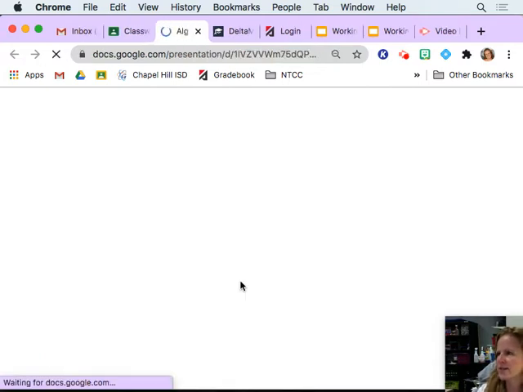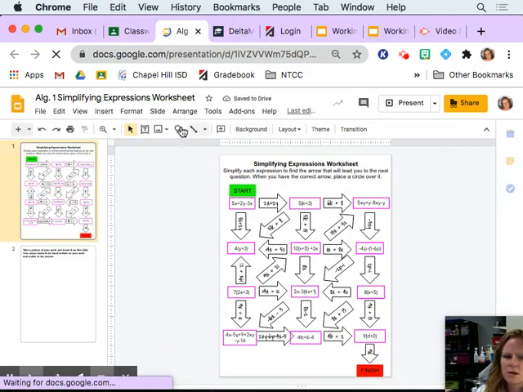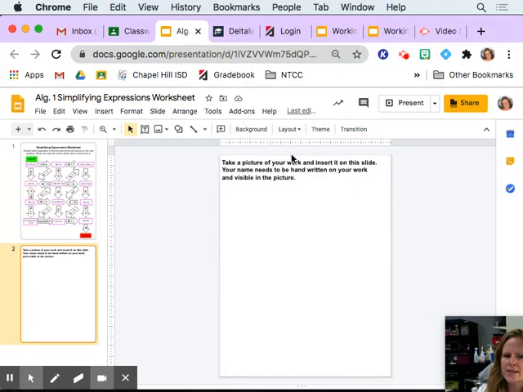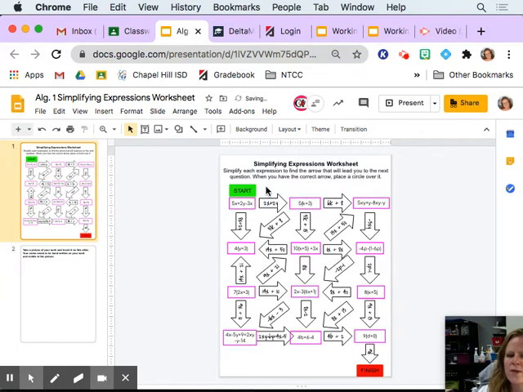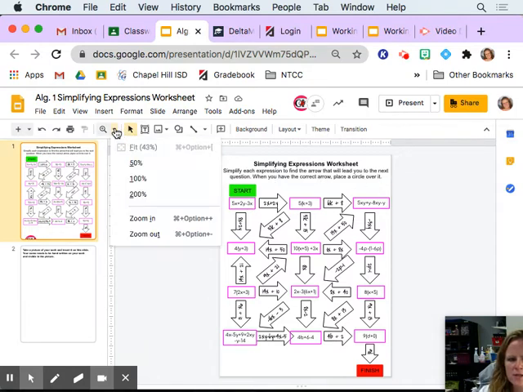So you click on the assignment, and you're going to work out each of these problems, and you're going to insert the picture here. Make sure your name is handwritten on the top of your work and visible in the pictures. Make sure that I can see it. If you need to go over it with pen once you're done, you can do that. But what this is, it's a maze. It says simplify each expression to find the arrow that will lead you to the next question. When you have a correct arrow, place a circle over it. So let's zoom in.